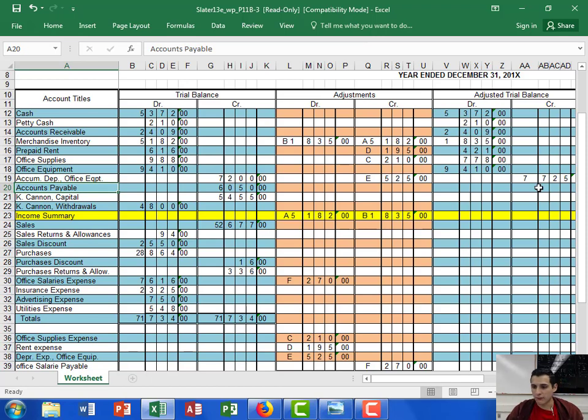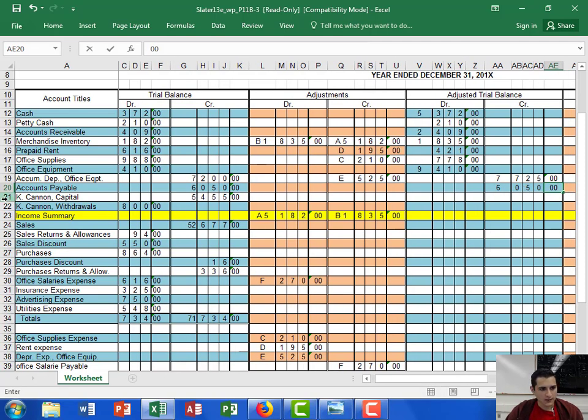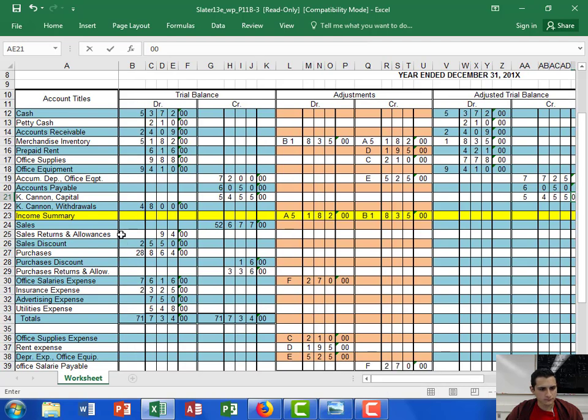Accounts payable, we didn't do anything with that, so we just transfer that number right over. Capital, same thing. Didn't do a thing with it, so we just keep going with it. Withdrawals, same thing. $4,800, just keep it going.